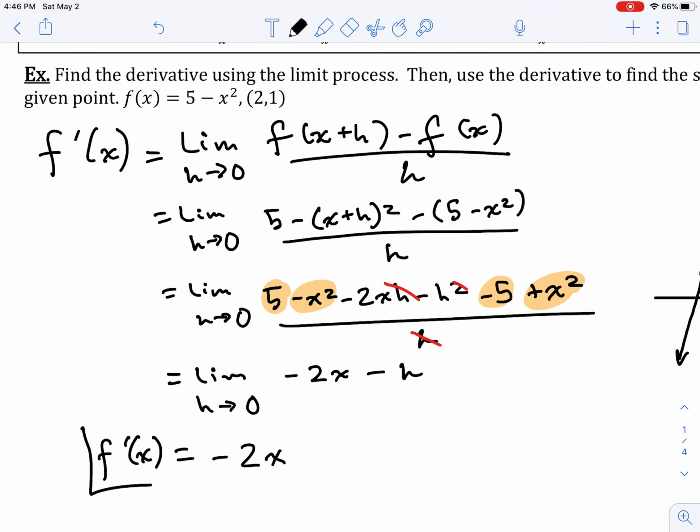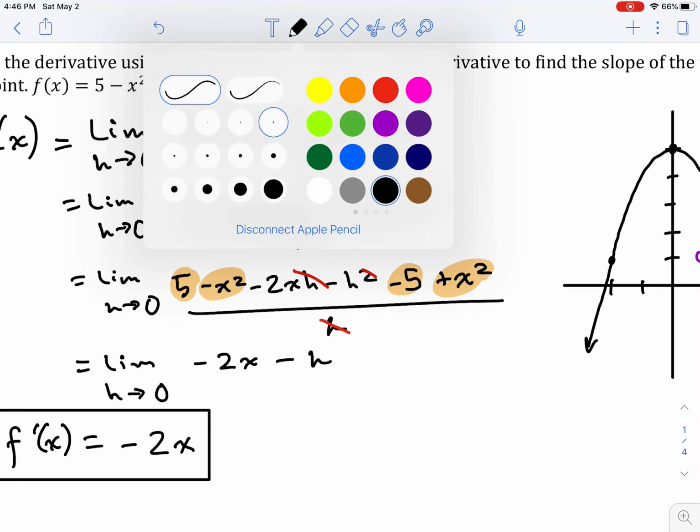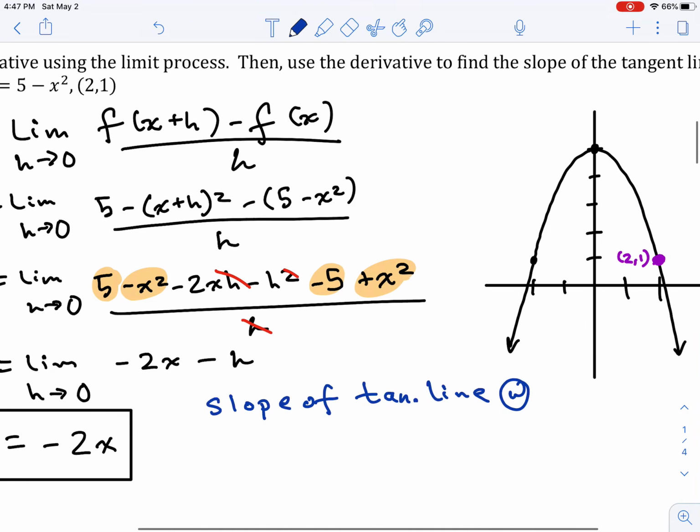So there's our derivative. We're going to say f prime of x is equal to negative 2x. And we found that derivative using the limit process of our difference quotient here. Okay? So now that we have that, let's go ahead and find the slope of our tangent line. Let me use a different color for this. Let's find the slope of our tangent line at 2, 1.